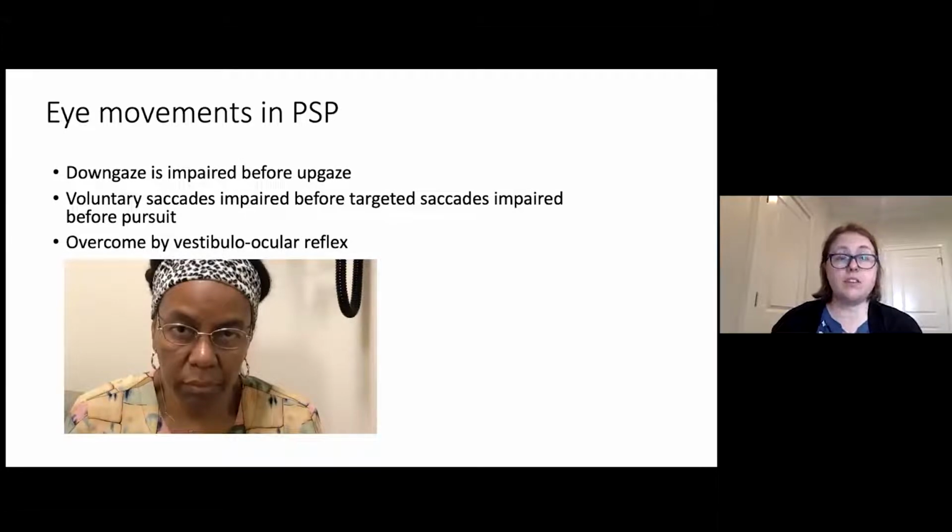This is a patient of mine with progressive supranuclear palsy, and I'm going to use her to highlight the eye movement abnormalities. Some helpful things to know for those of you who are, like myself, not neuro-ophthalmologists and not eye experts. Usually down gaze is impaired before up gaze, and voluntary saccades are impaired before targeted saccades, which are in turn impaired before pursuit. And so I'll explain what I mean by that here in the video.